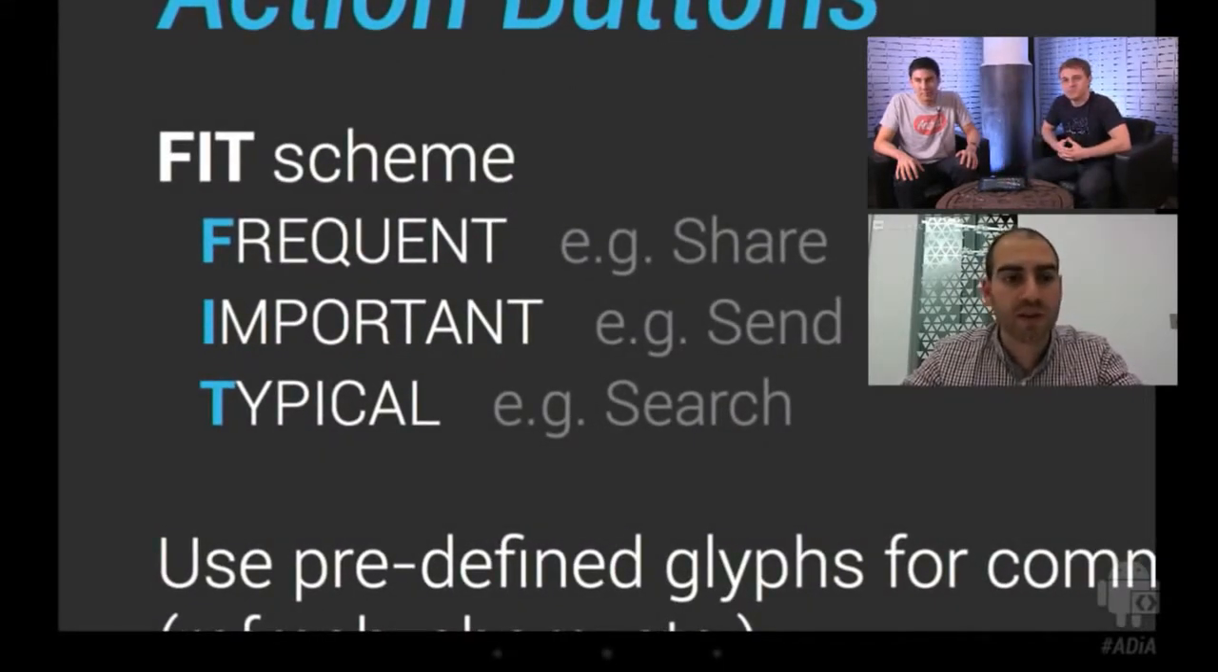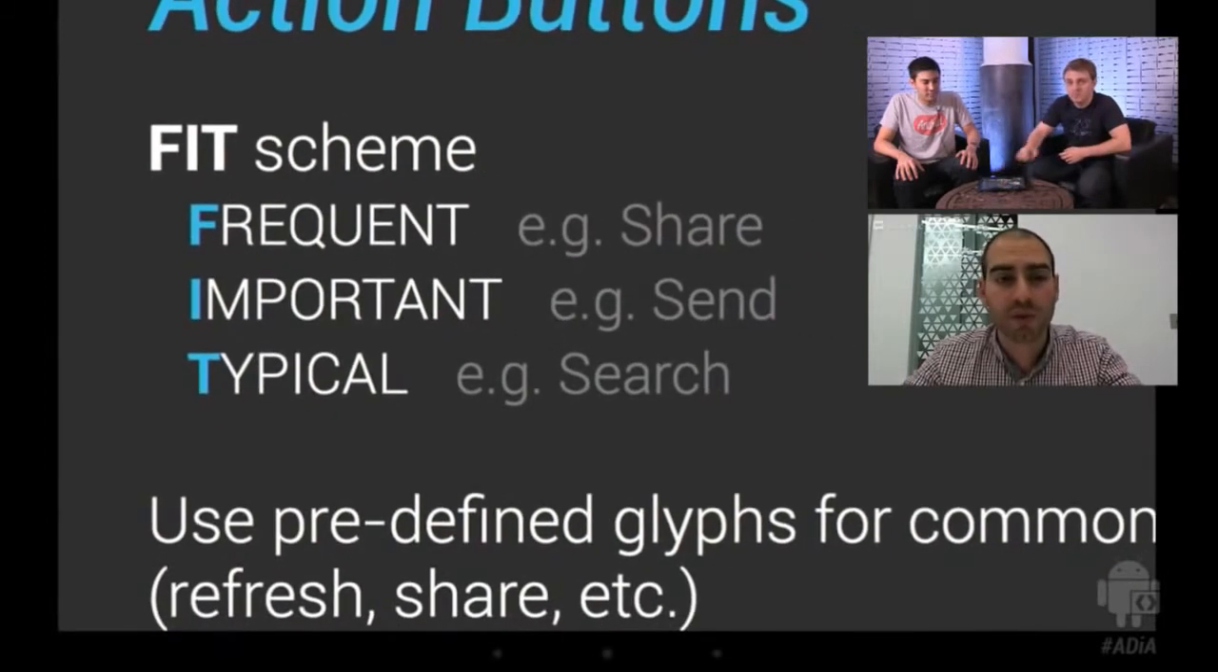So the fit scheme refers to something which is frequent, important, or typical. Just some examples of that. Frequently, if you're in an image viewing application like the gallery, for example, you frequently want to share that. So we have the share action button right front and center in the action bar. So it's very easy to achieve that.